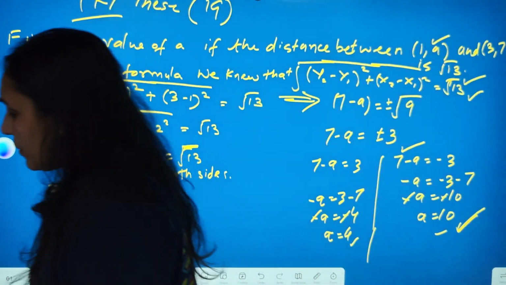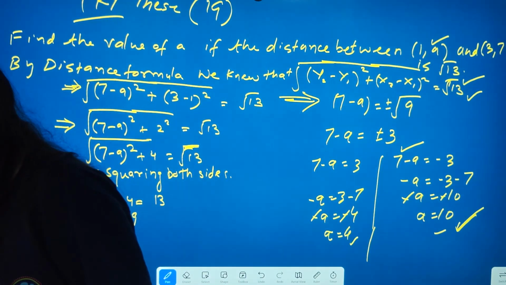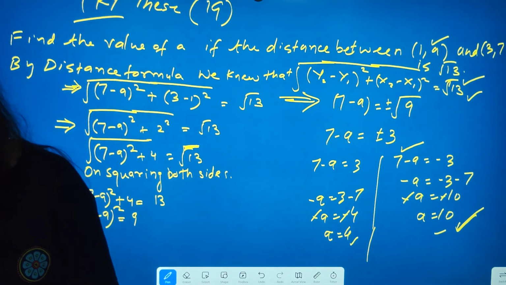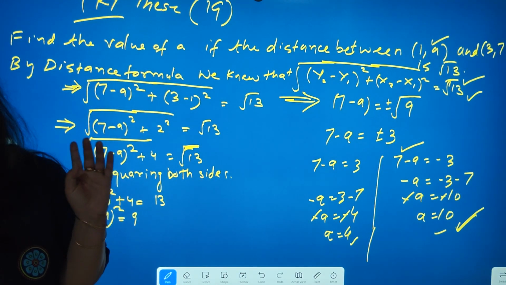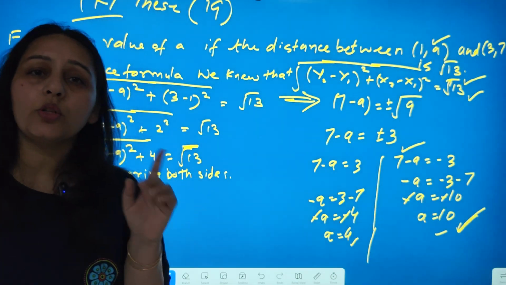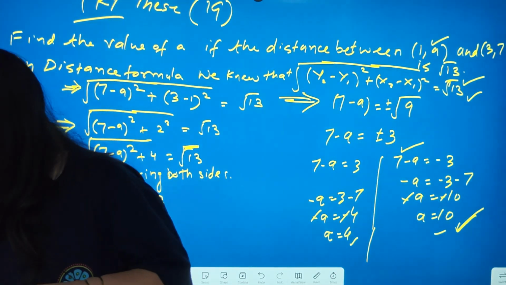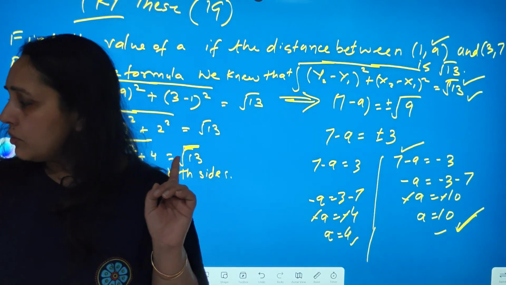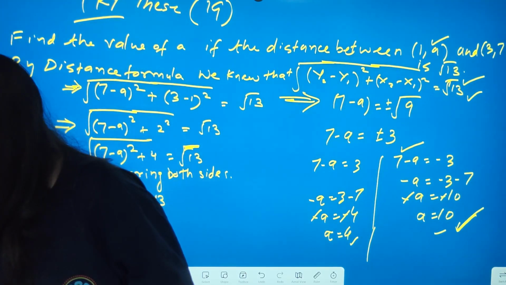From the exercise you will find the same type of questions. Question 1, find the distance between the pair of points. So all the questions are based on the distance formula. In the second question, you need to find the midpoint also.